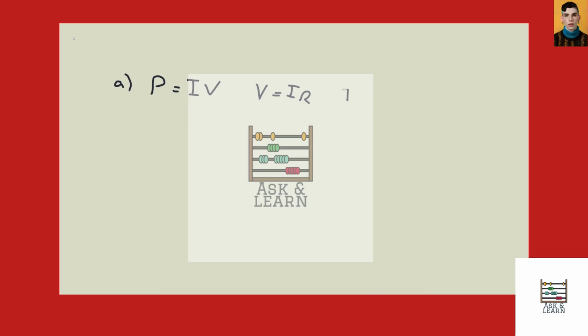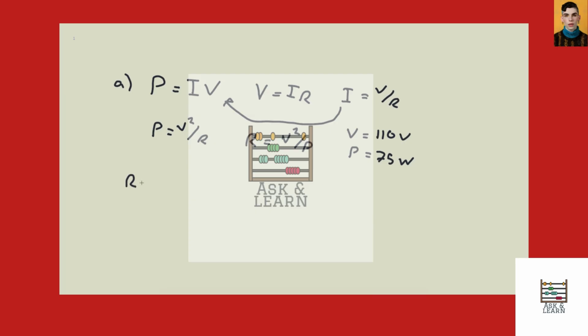Rearranging these, you can say that I is equal to V over R, and plug that back in over here to find that P is equal to V squared over R. Or alternatively, we can rearrange that to find that R is equal to V squared over P. Plugging in the numbers that we're given, we know that V is equal to 110 volts and P is equal to 75 watts.